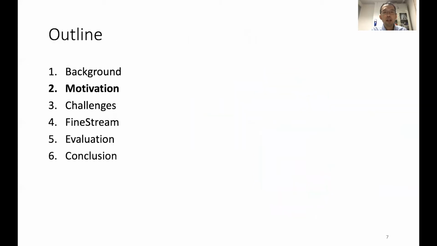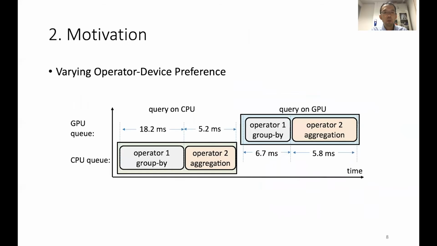Now, let's look at the motivation. We analyze the operators in a query and find that different operators show various device preferences on integrated architectures. Some operators achieve higher performance on the CPU device, and others have higher performance on the GPU device.